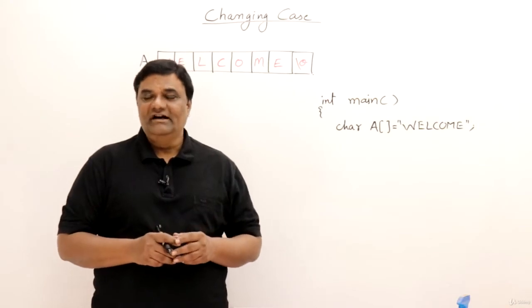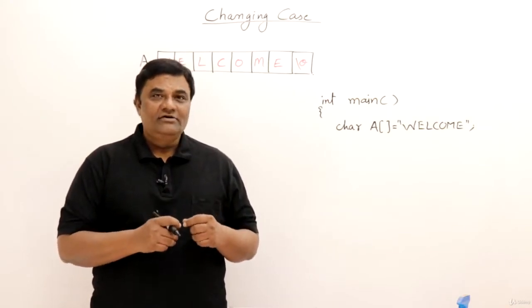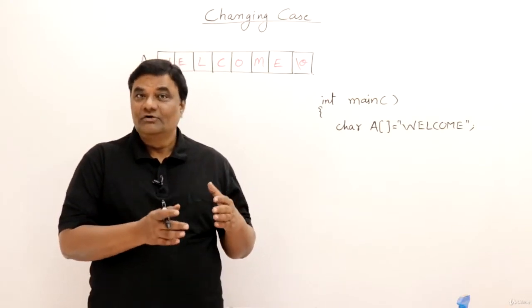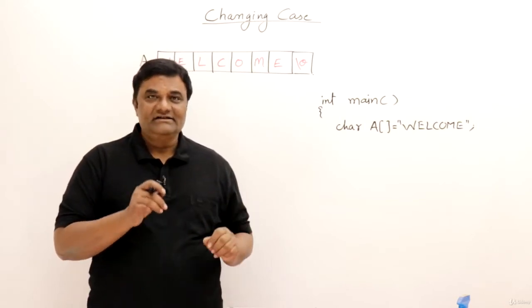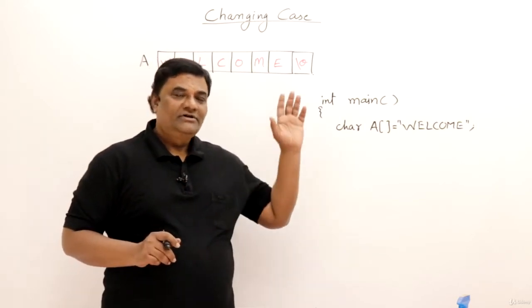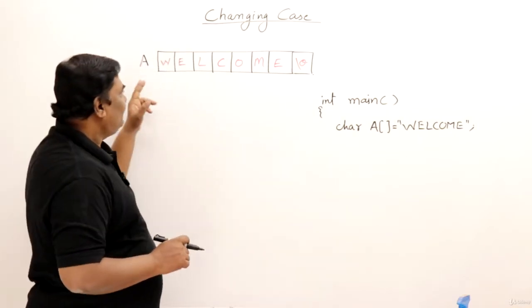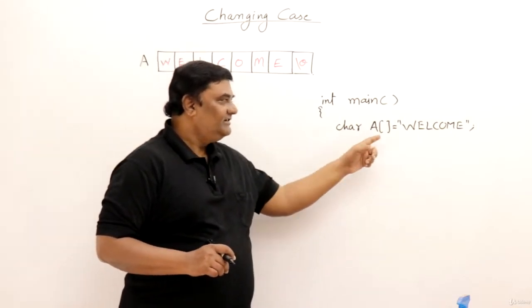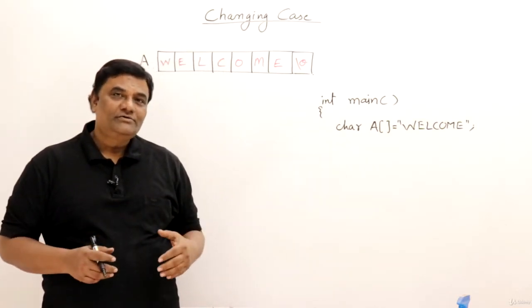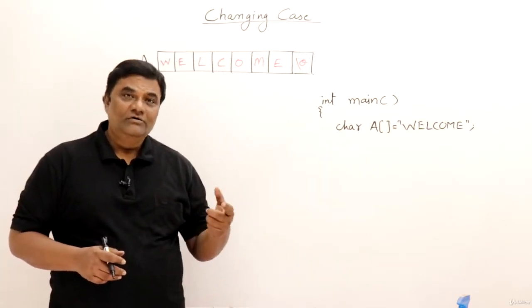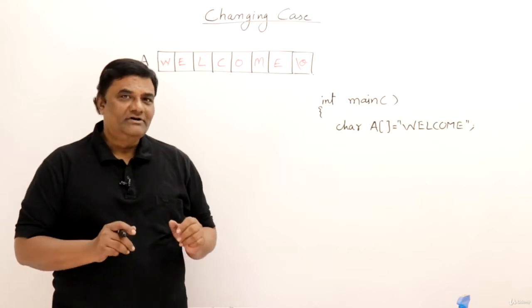In this video, we will see how to change the case of alphabets, that is, from lowercase to uppercase and uppercase to lowercase, for characters in a string. Here I have an example. I have a string, welcome, which is all in capital letters, or uppercase. I want to change those alphabets to lowercase. So how is it possible?